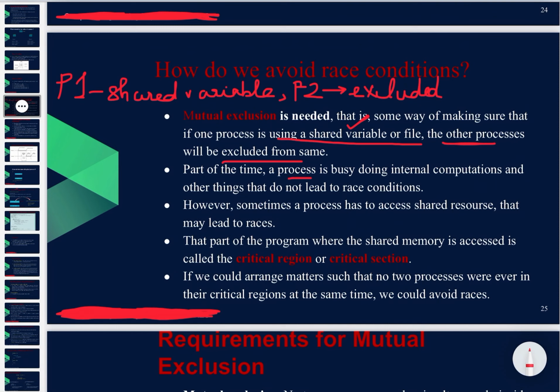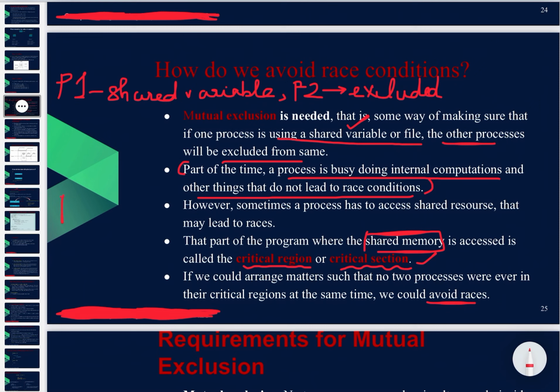Part of the time, a process is busy doing internal computations and other things that do not lead to race conditions. However, sometimes a process has to access a shared resource that may lead to races. That part of the program where the shared memory is accessed is called the critical region or critical section. If we could arrange matters such that no two processes were ever in the critical section at the same time, we could avoid races.